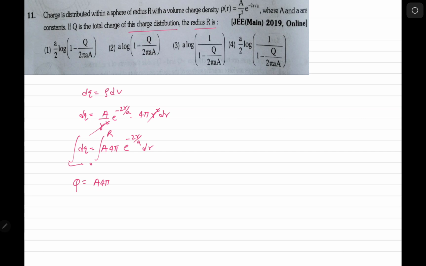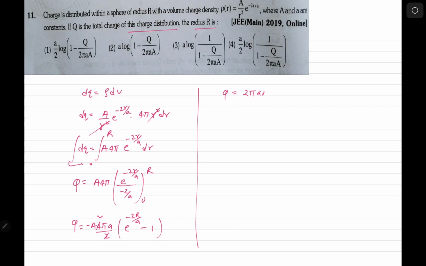So A·4π is constant outside, and the integration of this one is e^(-2r/a) divided by (-2/a), from 0 to R. Put the limits: A·4π, with a bit of calculation, (a/2)[e^(-2R/a) minus e^0, which makes it 1]. Then you can simplify it. In the next step you can take this minus sign into the bracket, so that a and this one are cancelled, giving 2πAa(1 - e^(-2R/a)).